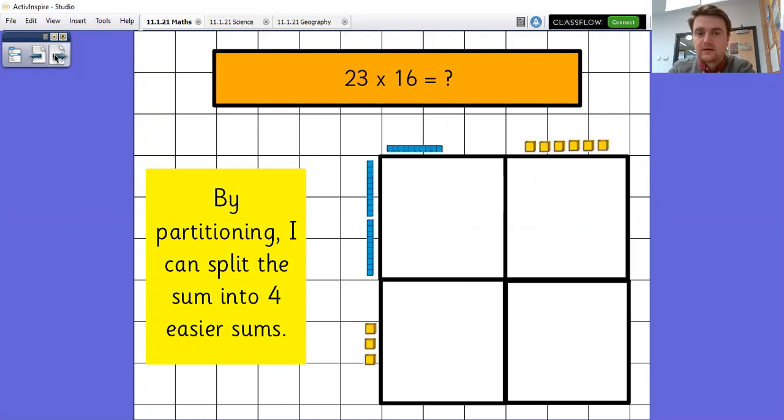And this is what it will look like in a visual representation. So there's 23 in Dienes and there's 16 in Dienes.